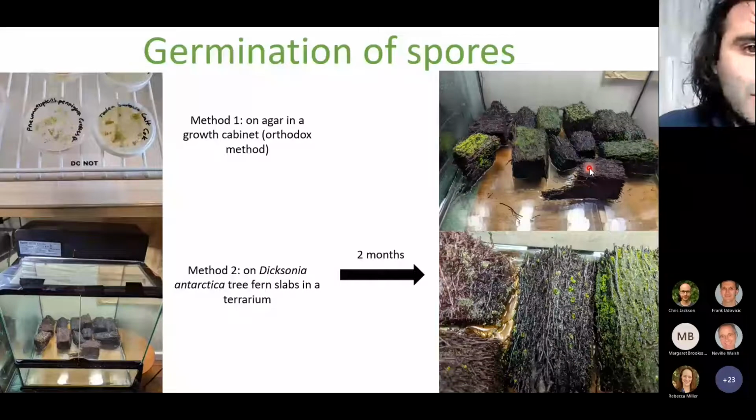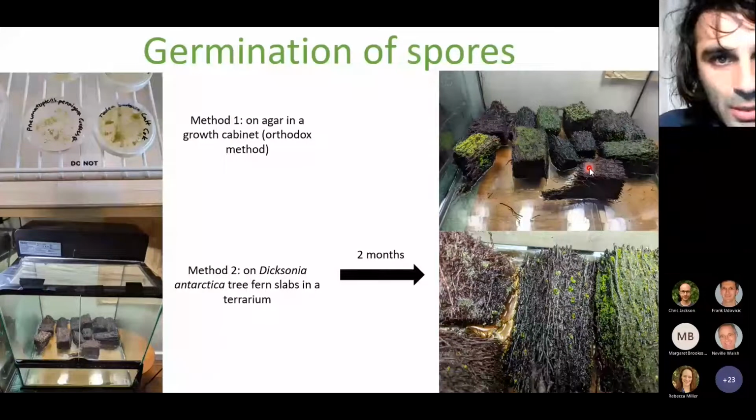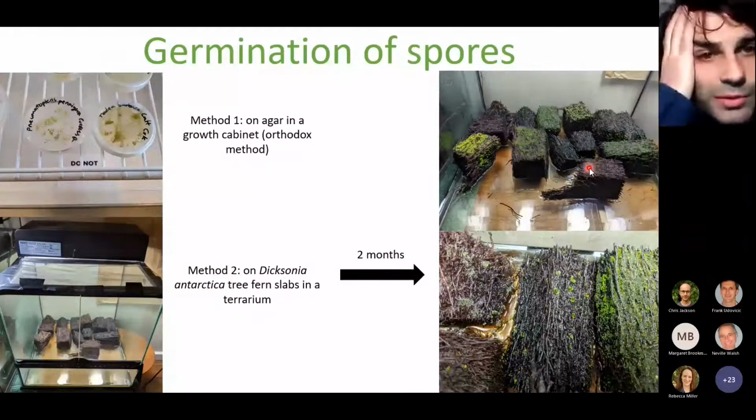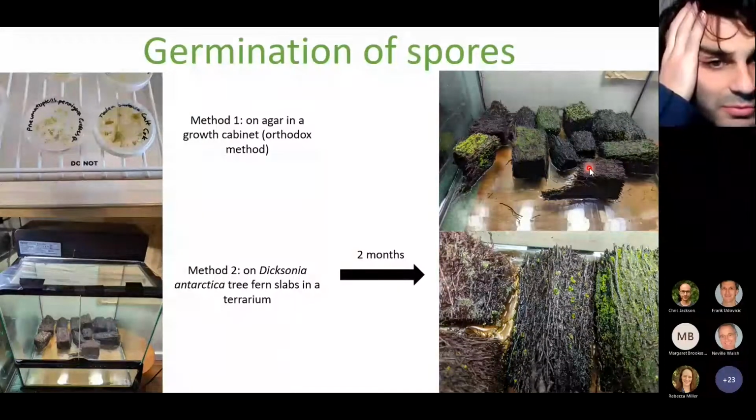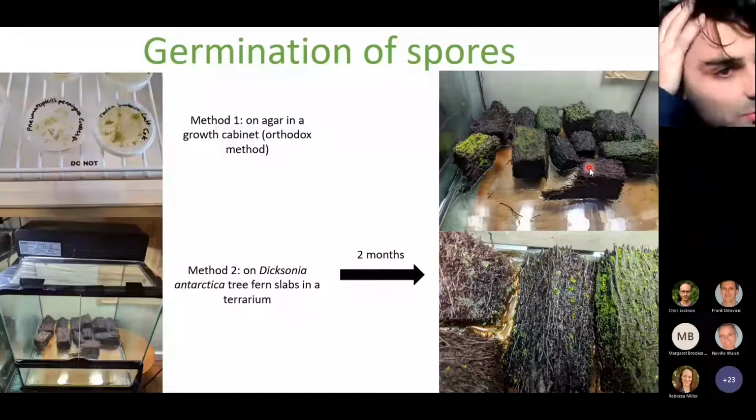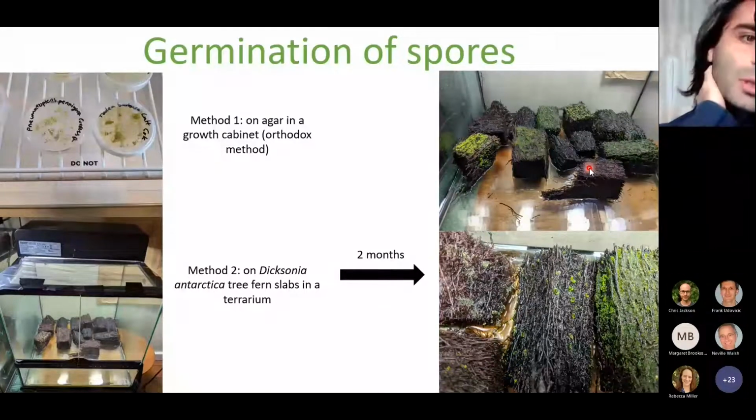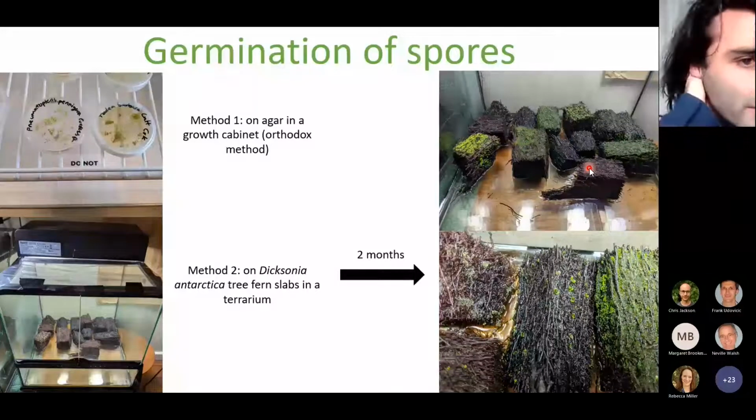So I've tried a couple of different methods so far for spore germination. One of the methods is just to spread them on agar in a petri dish and then grow them on in a growth cabinet that has light and is kept at constant temperature. So this is an orthodox way that previous studies have germinated fern spores. It's good because it's highly controllable, but I've found that it's slow.